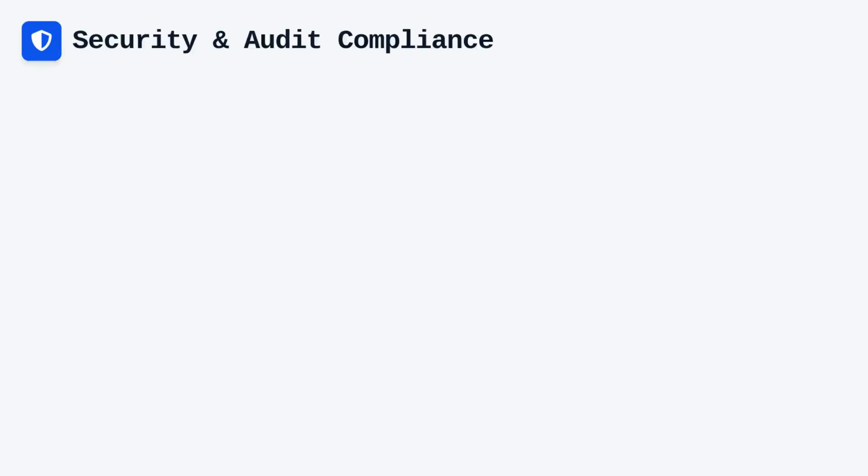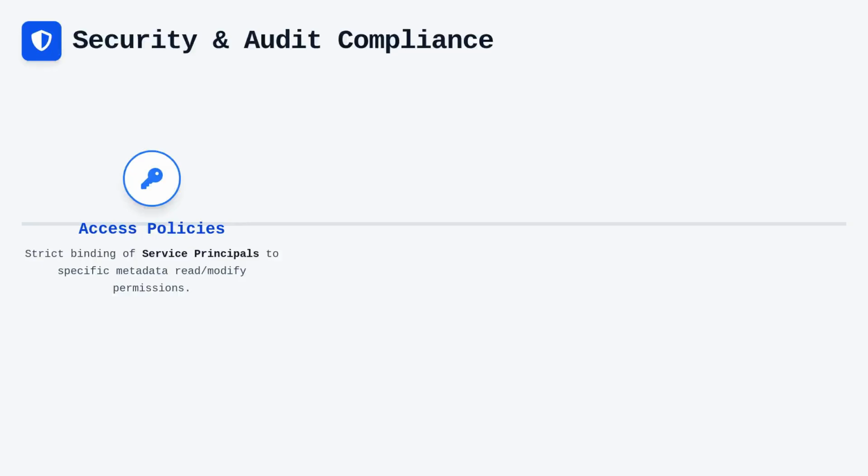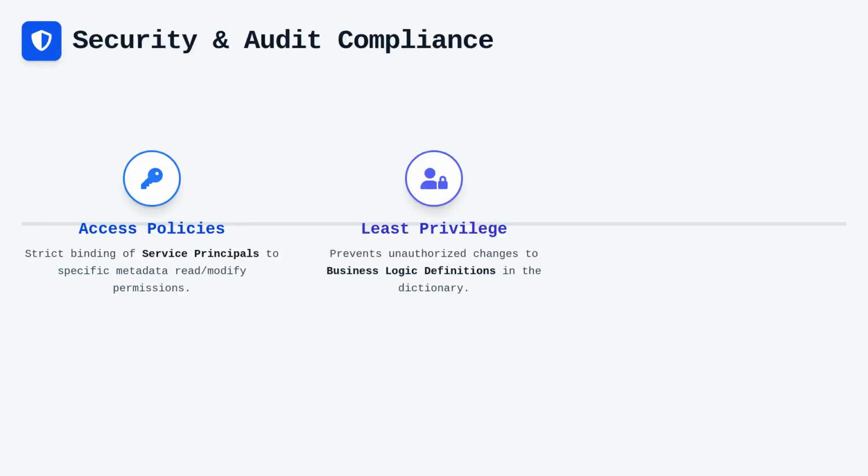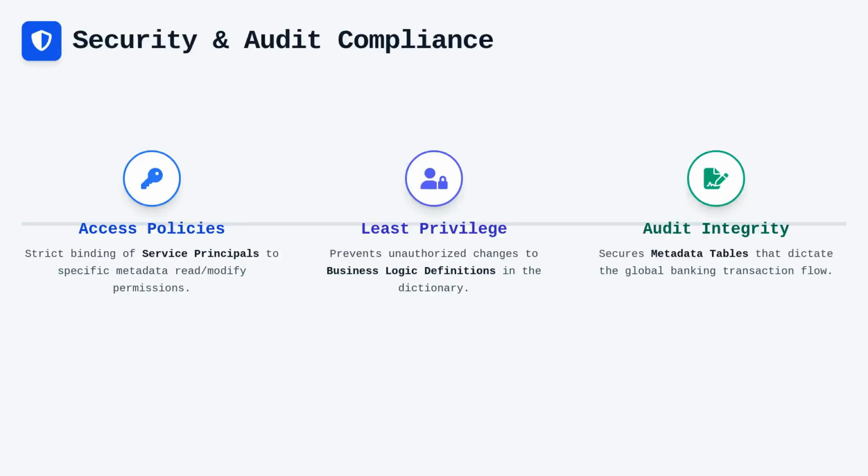Finally, consider how your navigation tactics support security and audit compliance requirements. Each entry within the data dictionary is bound by access policies that dictate which service principals can read or modify the metadata. When you are reviewing schema security, ensure that any custom dictionary entry follows the principle of least privilege, preventing unauthorized changes to the business logic definitions.